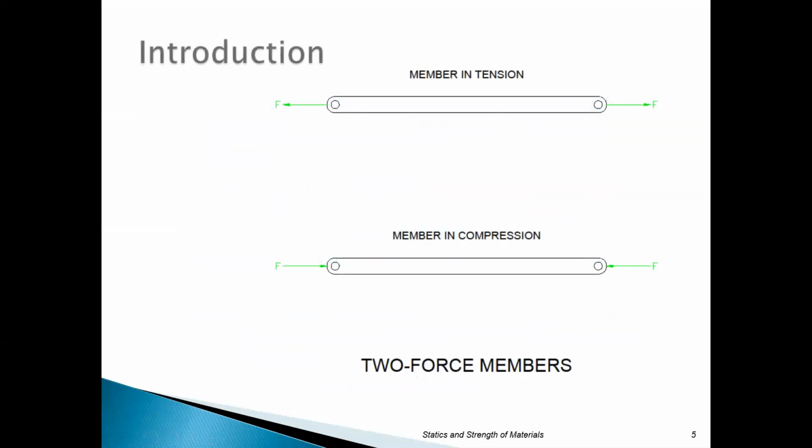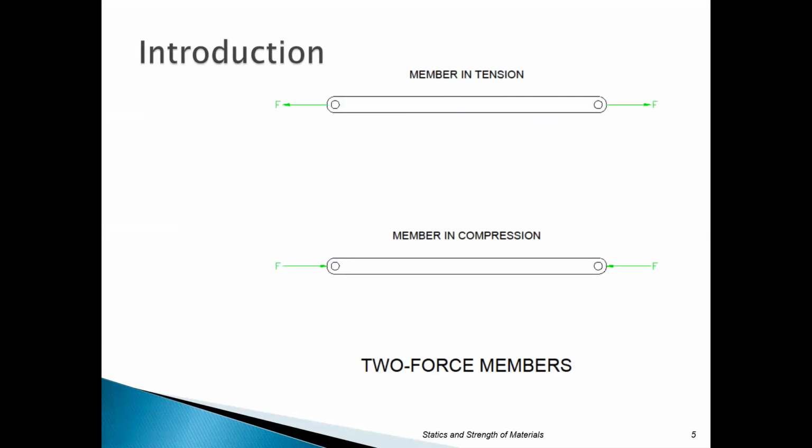So here's a good example of a two-force member. We're looking at the member in the top, and you can see it is in tension. So the forces are going away, and they have to be equal and opposite. Remember, for equilibrium to occur, you can't have force left higher than force right, okay?